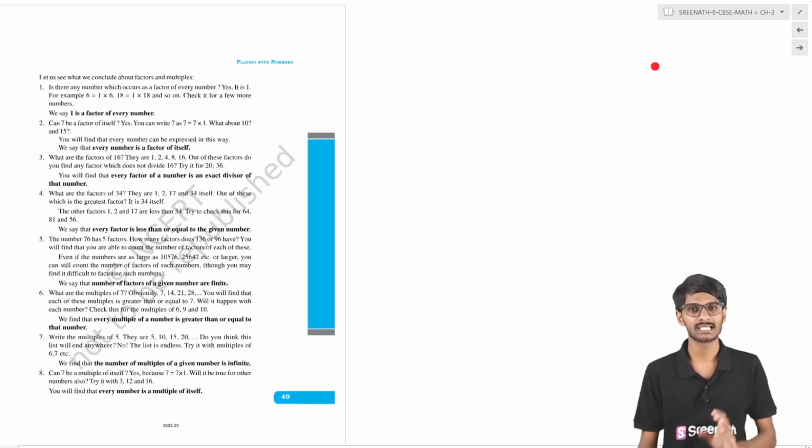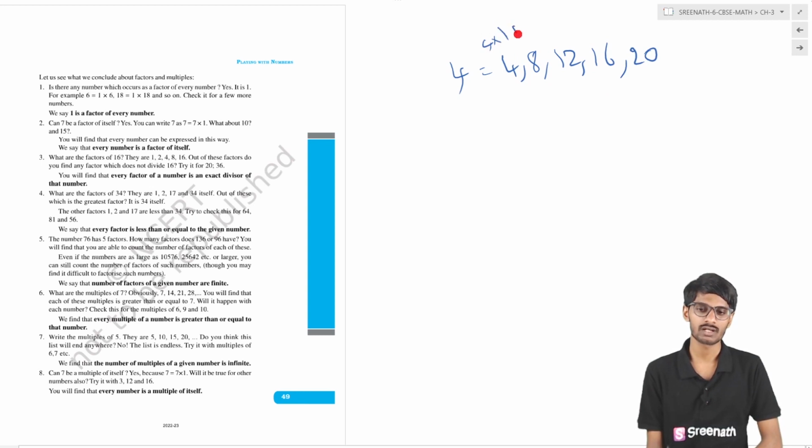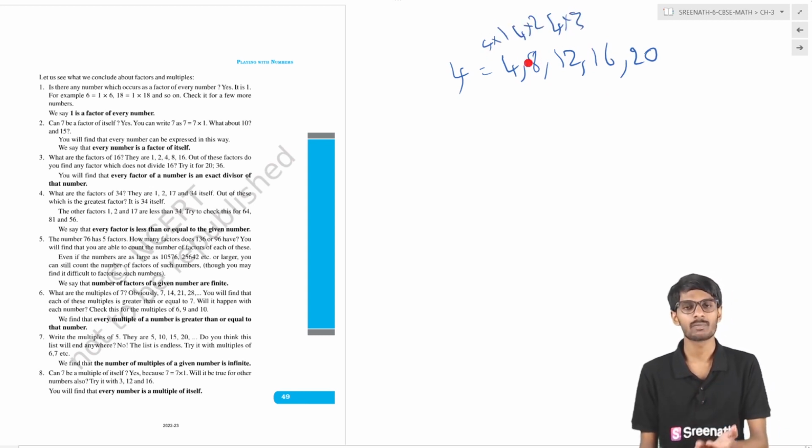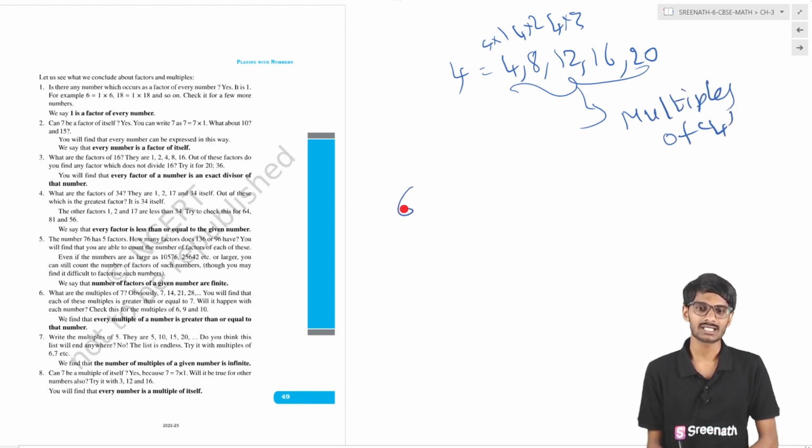So if I ask you what are the multiples of 4, how will you say? They are 4, 8, 12, 16, 20. Sir, why are these so? This is 4 1s are 4, 4 2s are 8, 4 3s are 12. These are the multiplication table of 4. Then all these we call the multiples of 4.